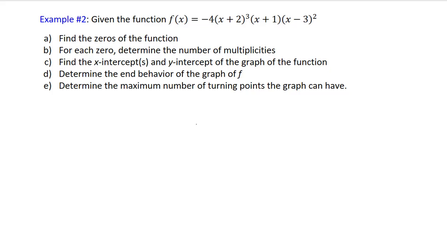Welcome to another video on polynomial functions. For this example, we are given the function f of x. We are asked to find these parts. On letter A, find the zeros of the function.